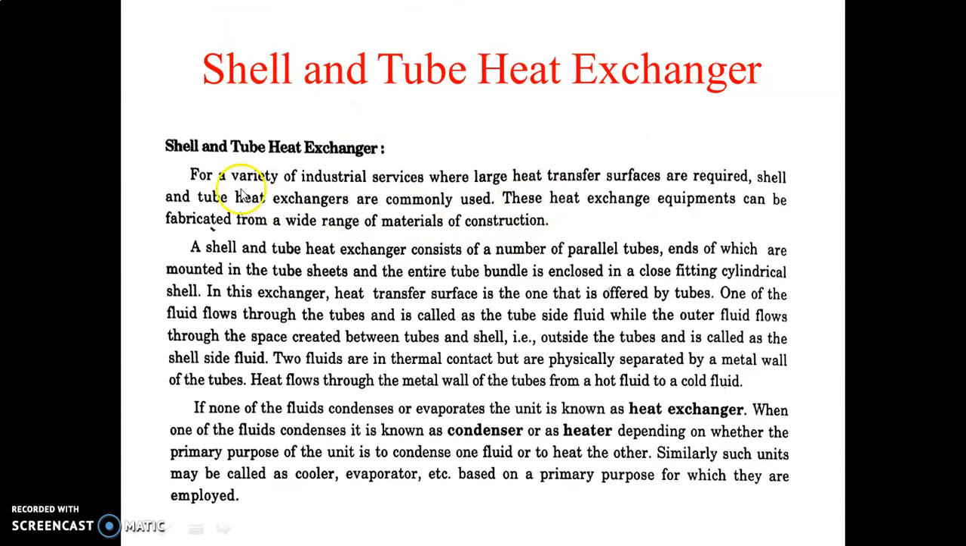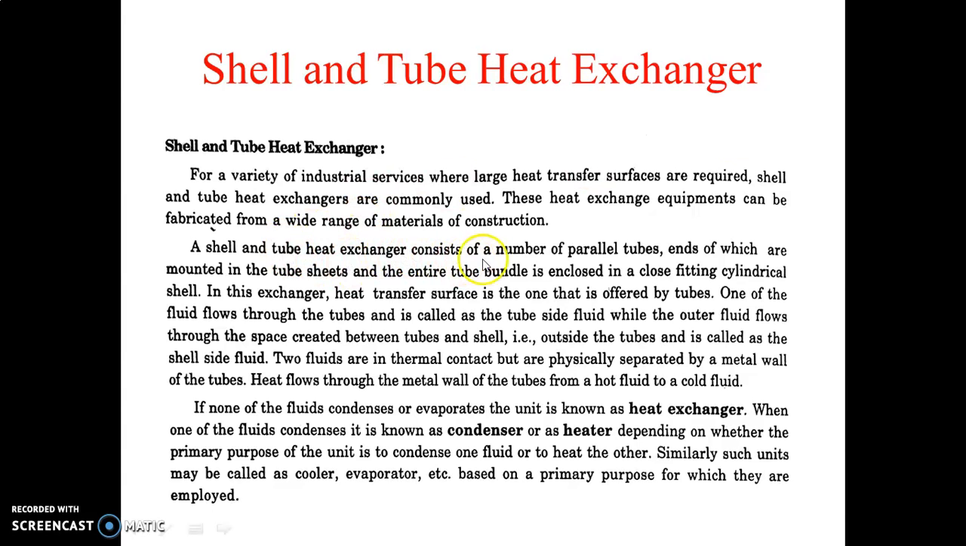Now the next type of heat exchanger is known as the shell and tube heat exchanger. These types of heat exchangers are generally widely used in the chemical industry. In every chemical industry there may be double pipe or shell and tube, but shell and tube heat exchangers have larger application in the chemical industry. So what is meant by a shell and tube heat exchanger?